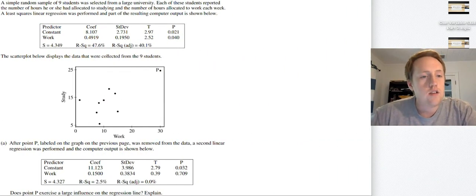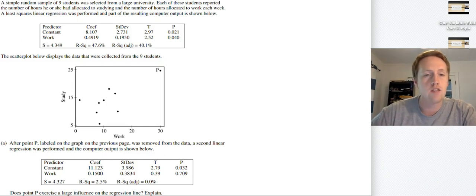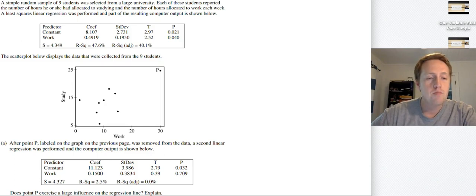Okay. A simple random sample of 9 students was selected from a large university. Each of these students reported the number of hours he or she had allocated to studying and the number of hours allocated to work each week. A least squares linear regression was performed and part of the result in computer output is shown below. Man, I read that like a robot. Anyway, the scatter plot below displays the data that were collected from the 9 students. After point P, labeled on the graph, was removed from the data, a second linear regression was performed and the computer output is shown below. Does point P exercise a large influence on the regression line?